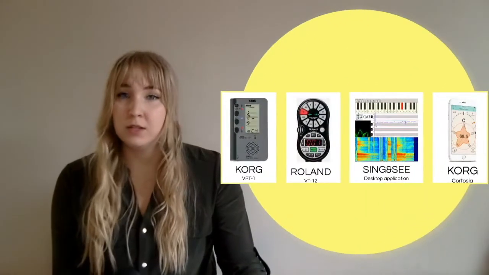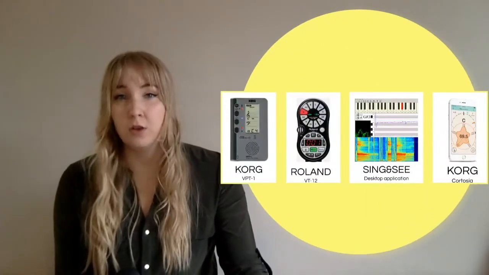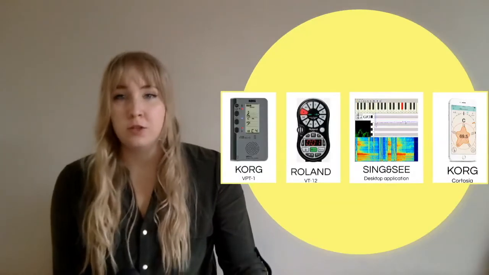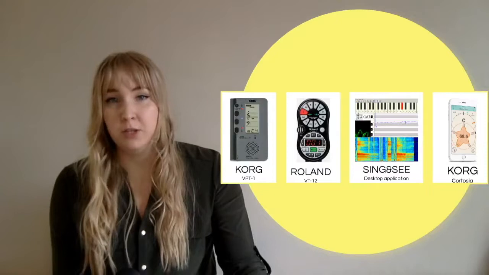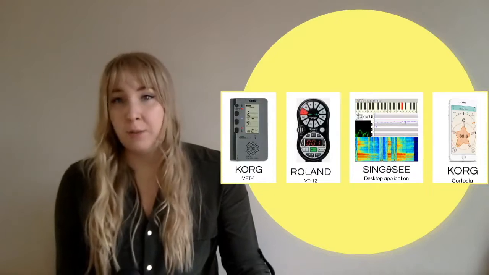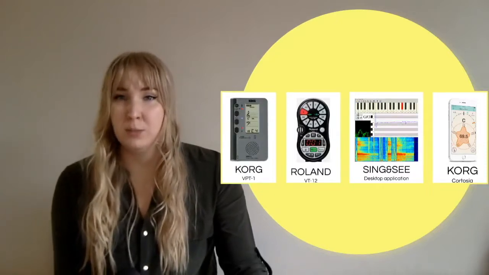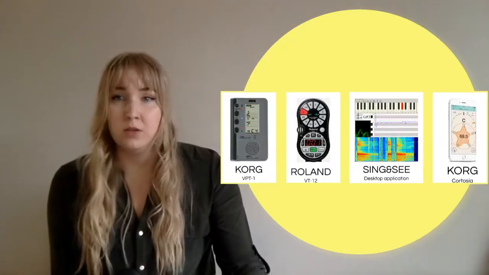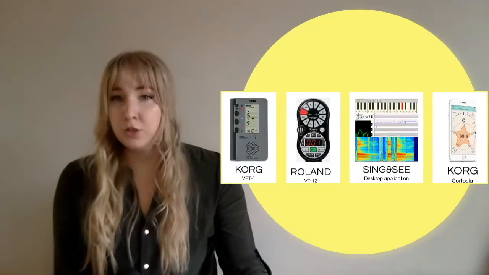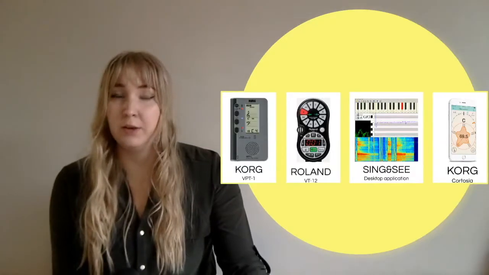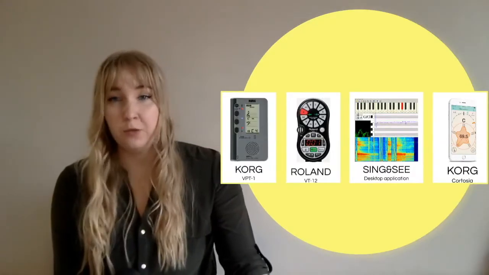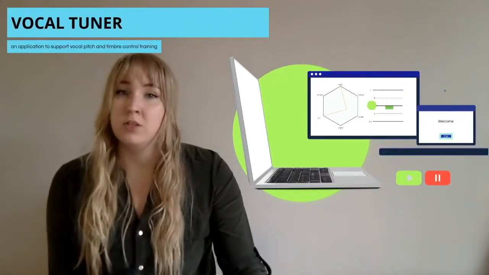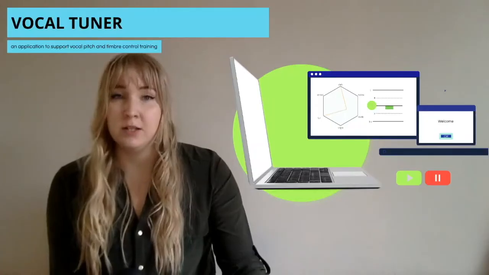I looked into a few existing solutions and found hardware solutions called vocal trainers, which display pitch information only. Software solutions exist that display timbre information. Sing and See is a desktop application where the timbre information is displayed as a spectrograph. This isn't easy to interpret in real time when using the application. Cortosia displays pitch and timbre in a way that is better for real time use, but it isn't developed for vocals.